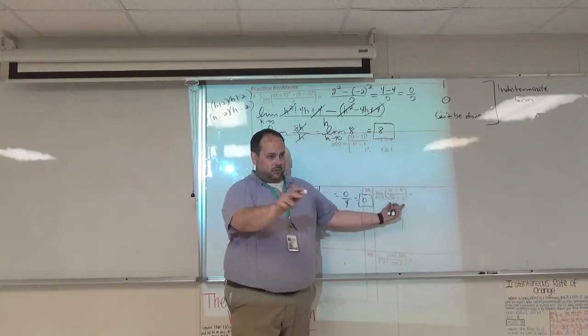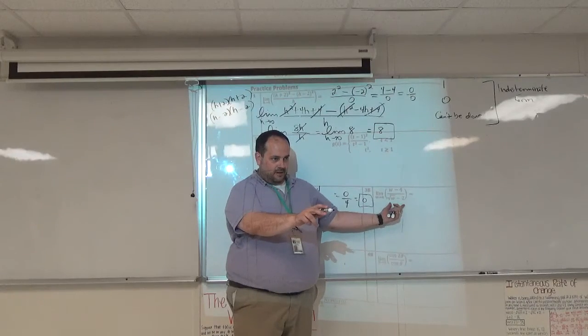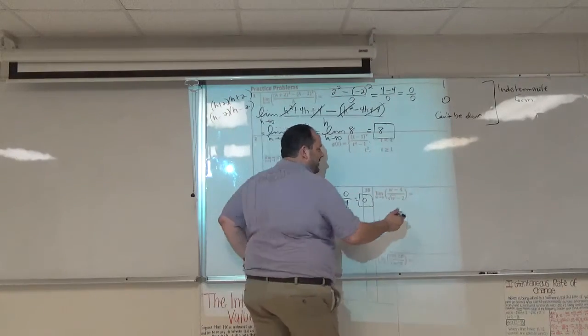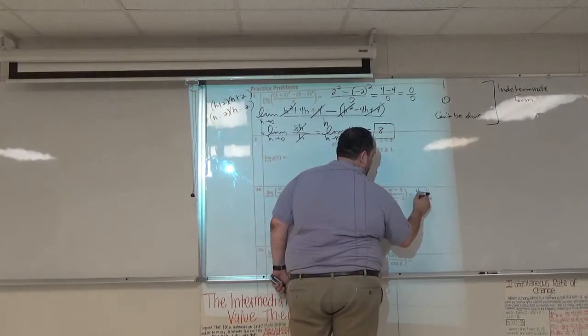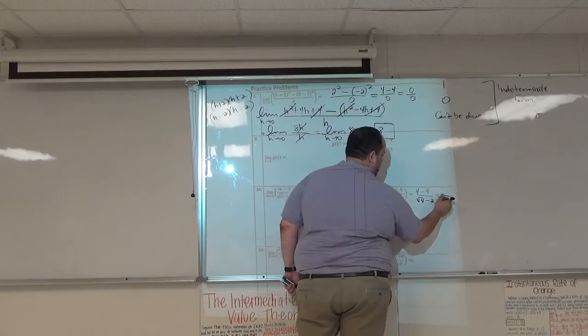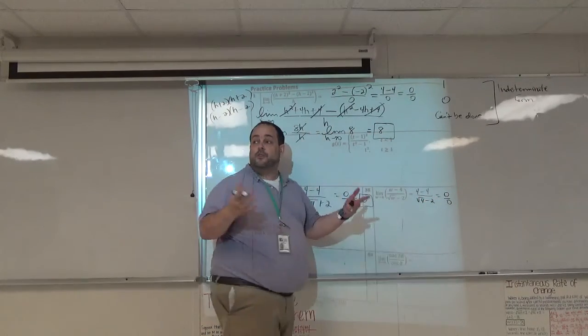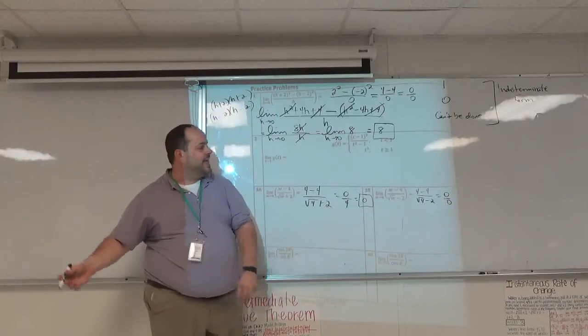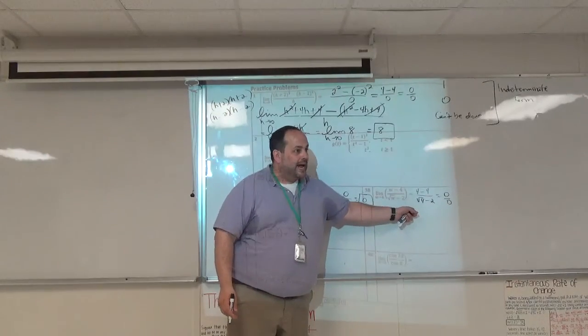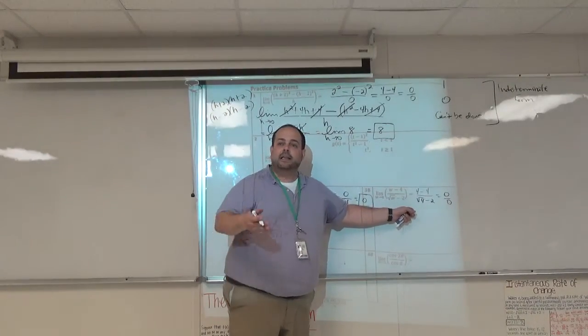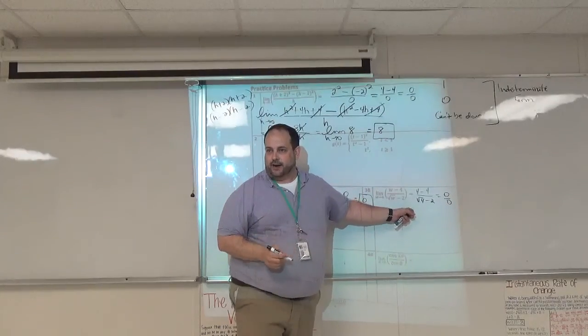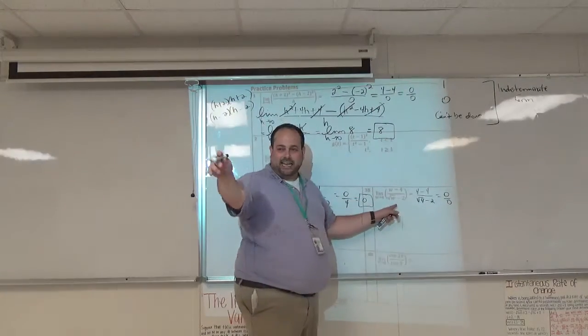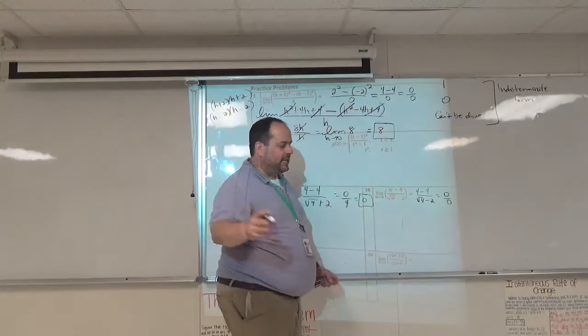Now, did everybody actually try plugging in first? So you get 4 minus 4 over the square root of 4 minus 2. You're getting 0 over 0. This is the problem. This is why we need to do some other stuff, like rationalizing the denominator. Not the complex conjugate, that's something different, but they're related.